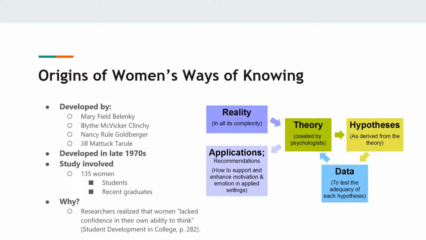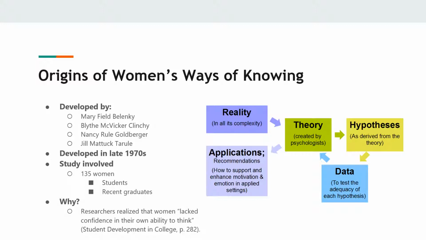These 4 women studied 135 women, most of whom were either students or recent graduates. However, they also included some women that were affiliated with human service agencies that provided different types of support to female parents. These researchers wanted to understand a woman's way of thinking.